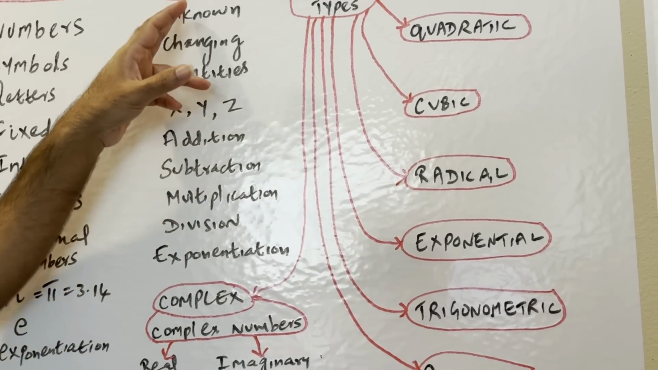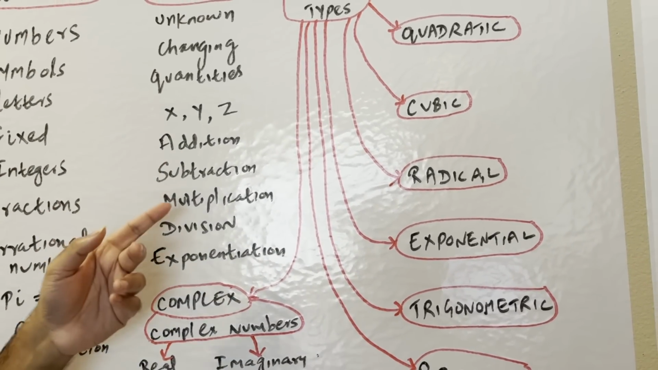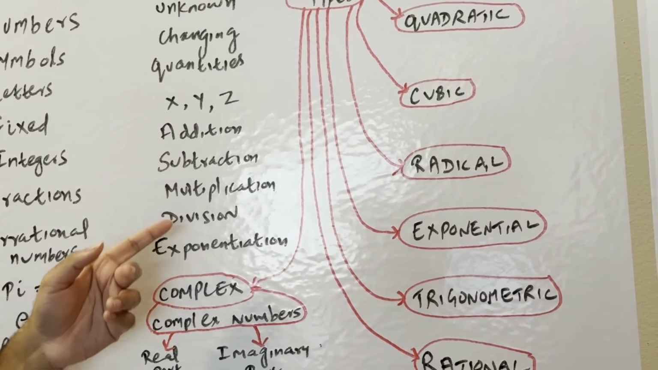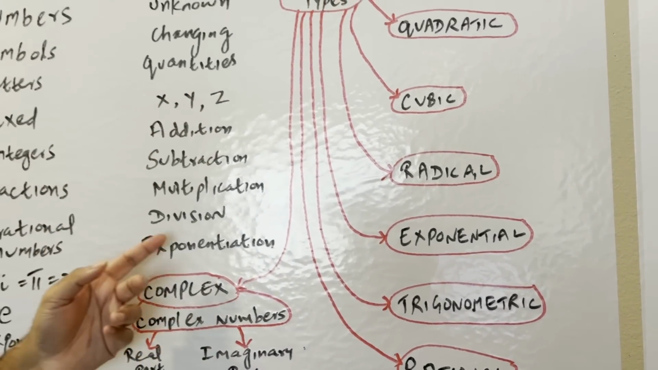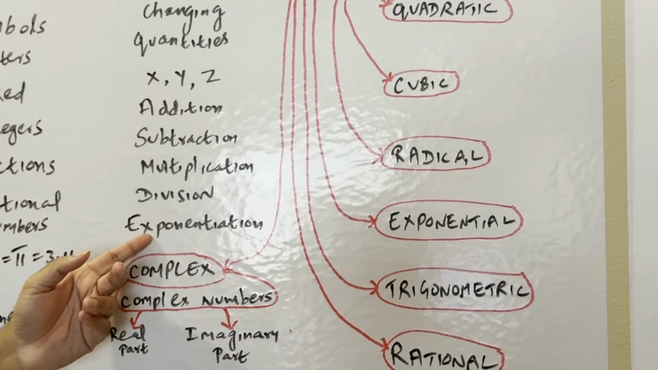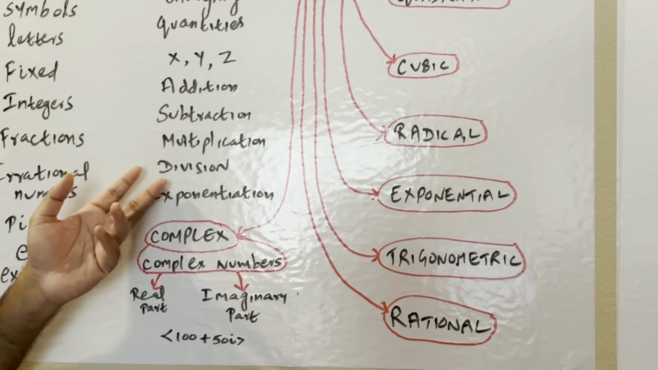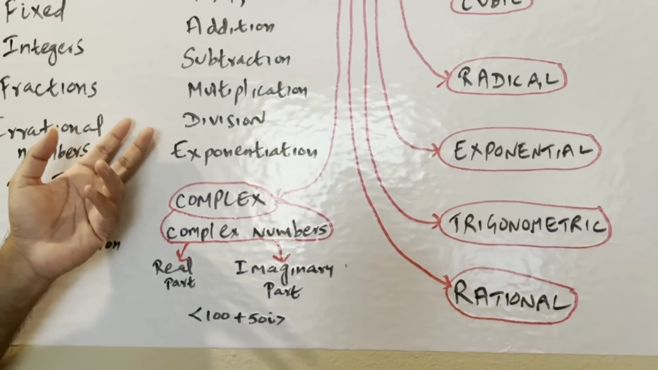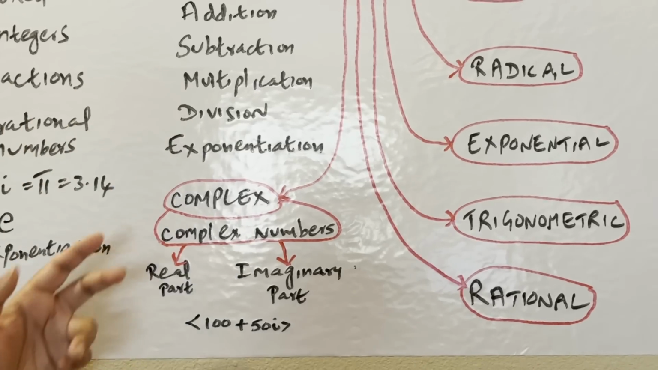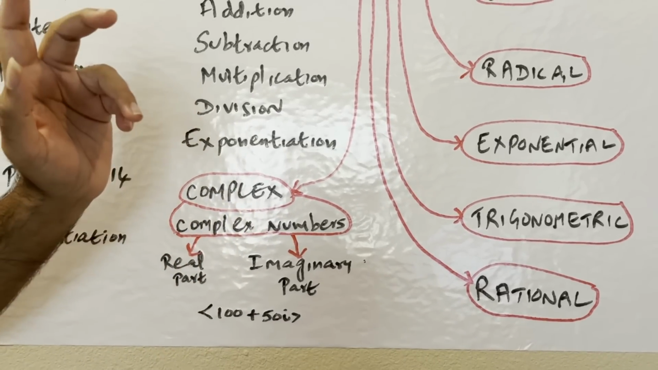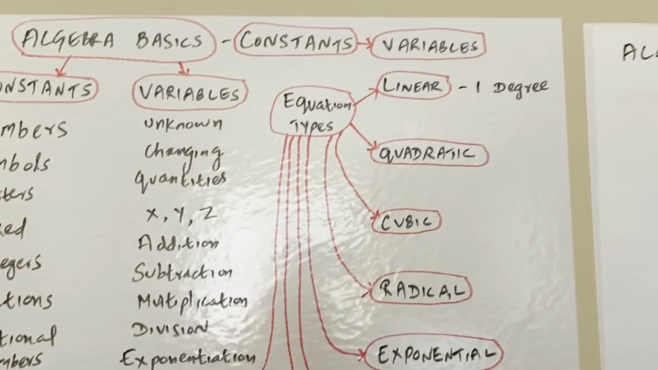So what do we do with variables and constants? Addition, subtraction, multiplication, division of these variables. For example, exponentiation. What's exponentiation? Something raised to the power of something, like 2 to the power 1 is 2, 2 to the power 2 is 2 times 2, 4, and so on.